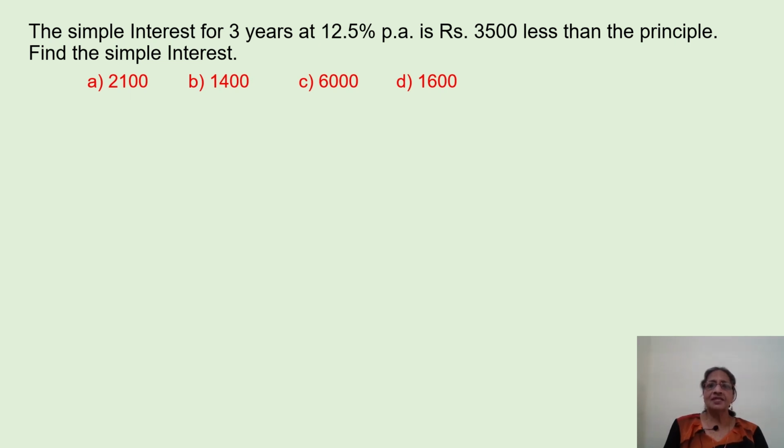Simple interest for 3 years at 12.5% per annum is 3,500 less than the principal. Okay, so now this is a little bit of a different sum. So we have got 12.5 as the rate given here. Okay, now I can convert this. This is going to be 1 upon 8. Now how do I get that 1 upon 8? Which I have already done in my video of profit and loss.